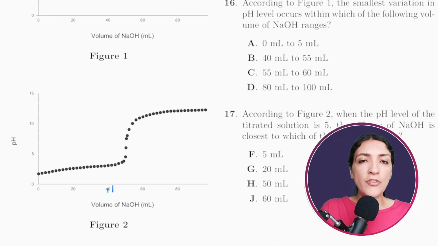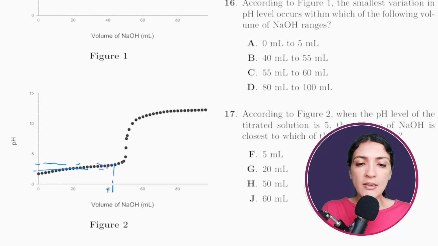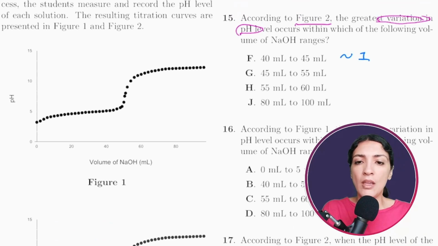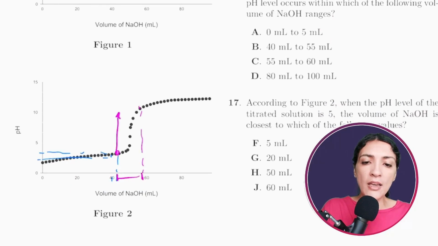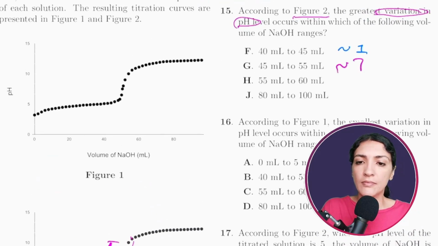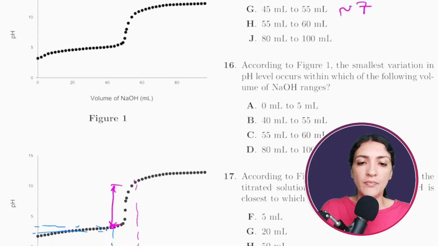Going from 40 to 45, we see that the pH level on the y-axis is increasing by a half or maybe by 1. So let's just say about 1. Now let's look to the second choice between 45 and 55. Well, between 45 to 55, we see that the corresponding y coordinates have increased by about 7. And then let's look at the next one between 55 to 60.